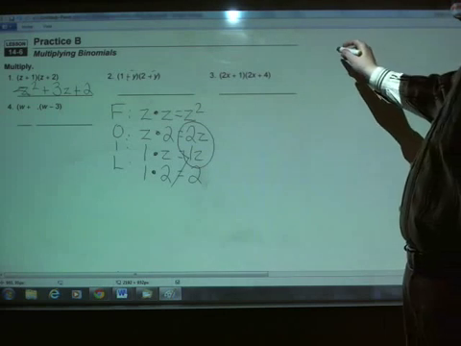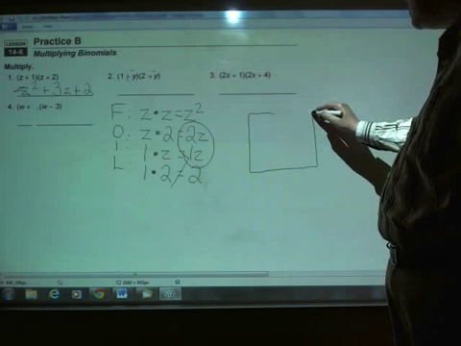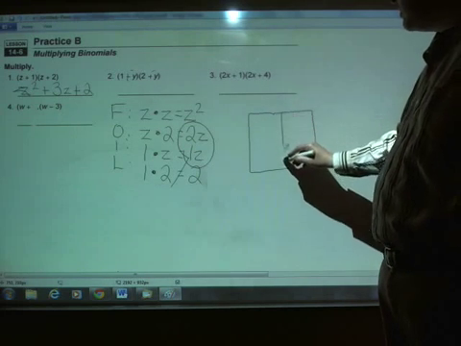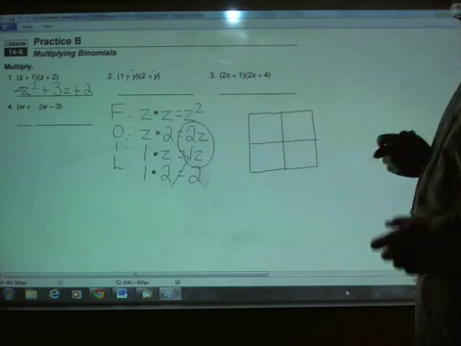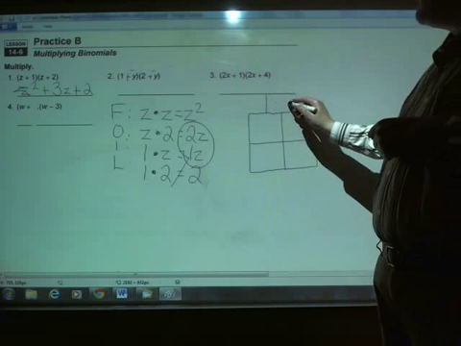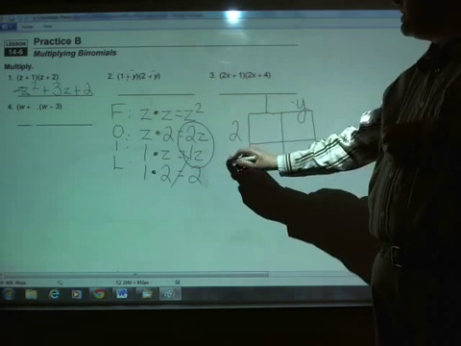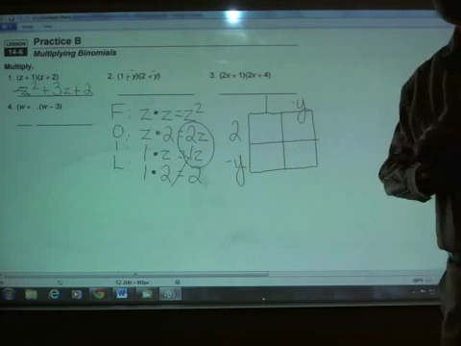Remember, the table looks a lot like a Punnett square you would do in science when you're looking at chromosomes. It's the 4-block square. And across the top, you're going to list one binomial, and down the left side, you're going to list the other binomial. So you've got 1 plus negative y across the top and 2 plus negative y down the side.